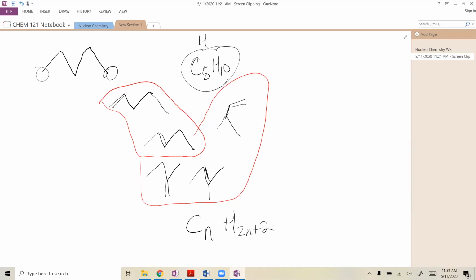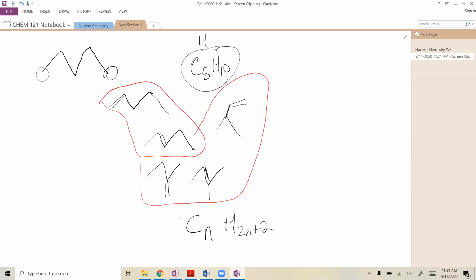Could you also figure it out since it's 5 carbons, like 2 of the carbons have to make up 6 hydrogens and the other ones have to have 2 on them? Yeah, you can also figure it out that way. It's the same formula. Okay.